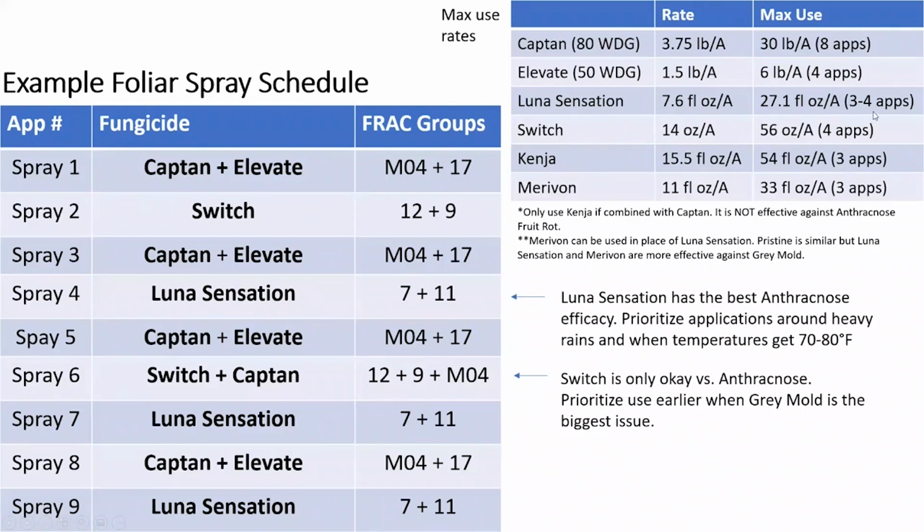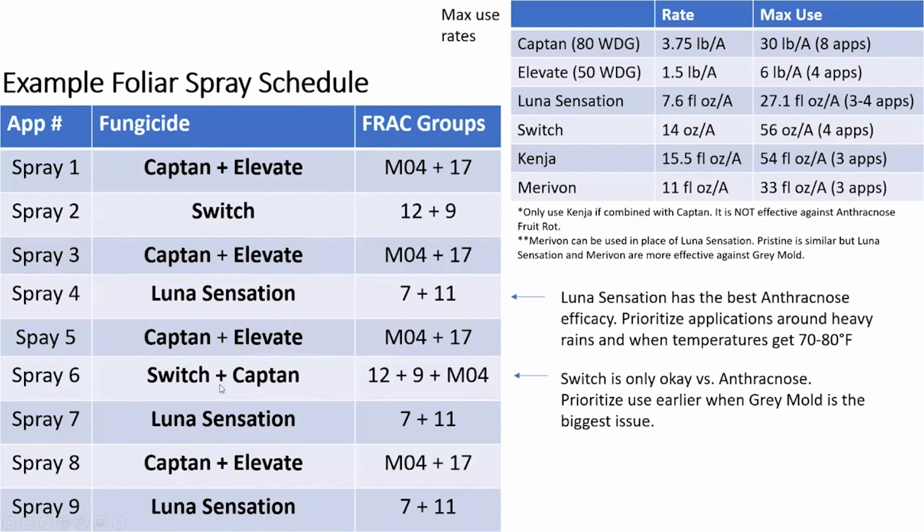The other difference is whether you get 3 or 4 applications of each. I think if you lower the rate some on Luna Sensation, you can push another application. But generally, we like to use the max rate if we can. Then I swap back to Captan and Elevate because we just got a really good shot of something that's a systemic and excellent on both. Now here we're back to excellent and good. Then we put out another Switch just to be able to rotate it back in. You actually can get 4 applications of Switch out there. We didn't use as many. We put a Captan in here with it this time.